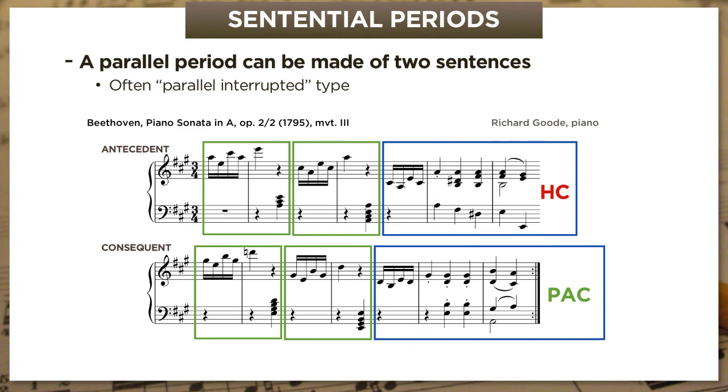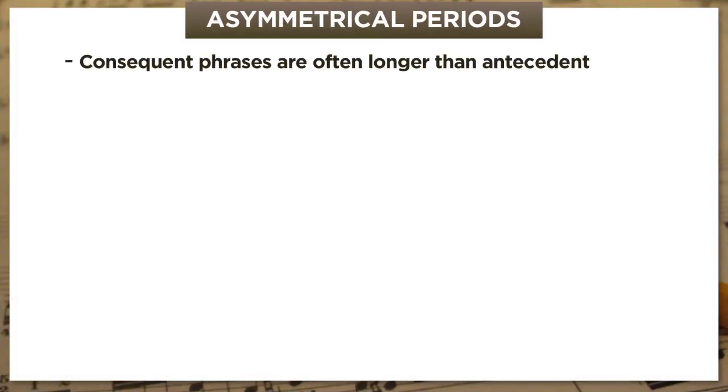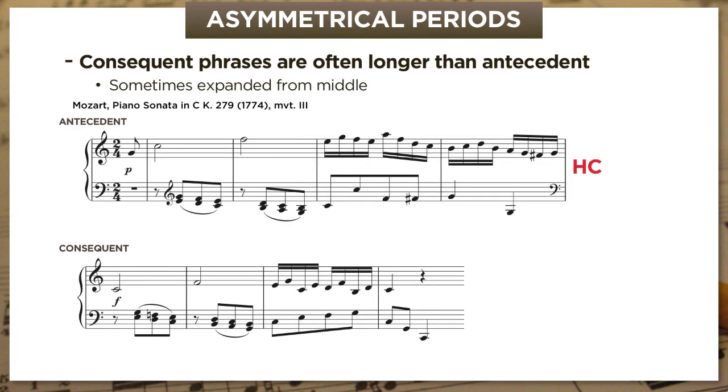So our last topic, and the bridge to the next video, is what's called an asymmetrical period. We get one of these when a period's consequent phrase is longer than its antecedent. Sometimes that consequent phrase is expanded from its middle. Consider the finale of Mozart's First Piano Sonata. Here we have just a regular old 8-bar parallel period.